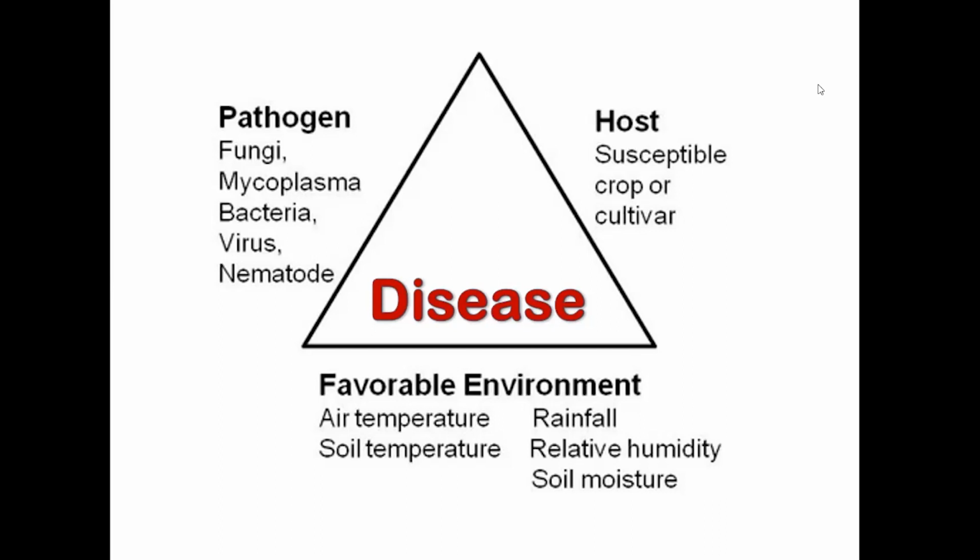Okay, so the second component of that favorable environment is free water. And free water is everything from overhead irrigation to rain to fog to dew to high humidity. And if you remember anything today, I want you to remember the magic number of 70%. That is your threshold for most of our plant pathogens.